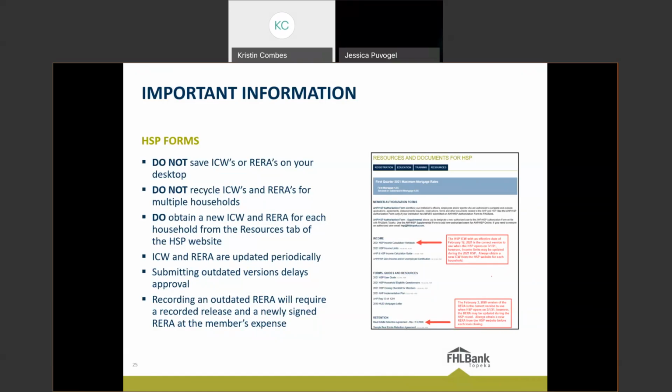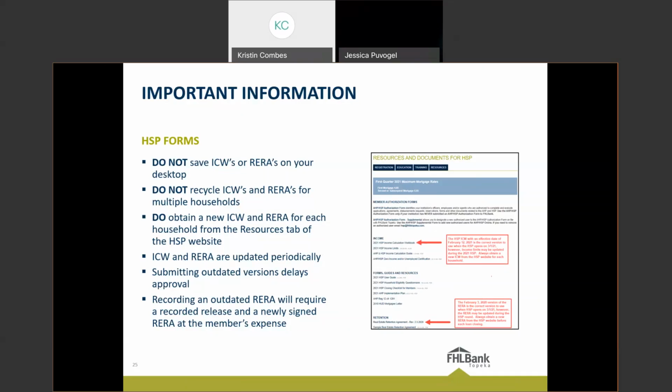When the round opens on March 1st, the ICW with an effective date of February 12, 2021, and the RERA with an effective date of February 3rd, 2020 are the correct forms to use. However, these forms may be updated during the 2021 HSP round. If you currently have any forms saved on your computer, delete them. Make the Resources tab a favorite on your computer and visit it each time you need to obtain a document for a household.